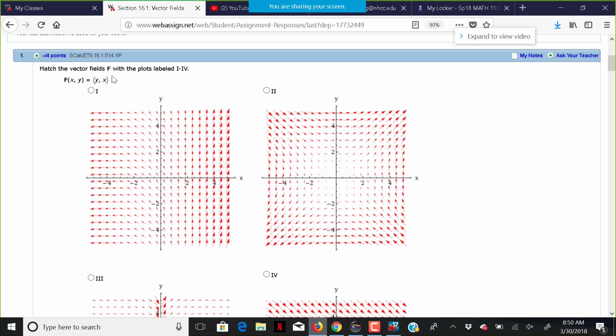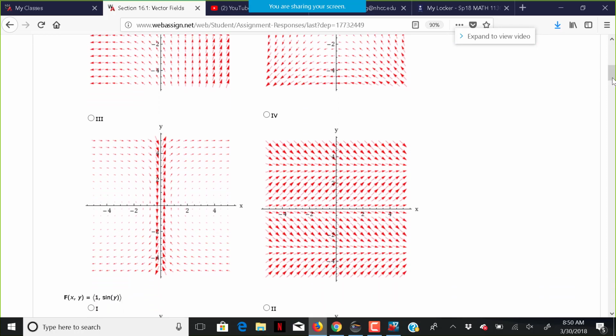So now I look at the second component. So if x is positive, which means we're in the right half, the vectors should be pointing up. So in the right half, all the vectors point up. So 2 works. Actually, it looks like 3 works, but not 4. So it's between 2 and 4.